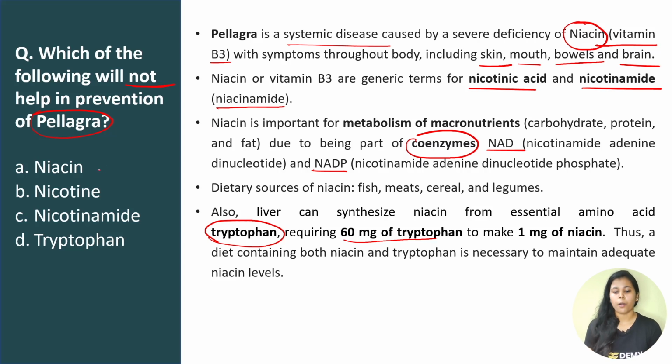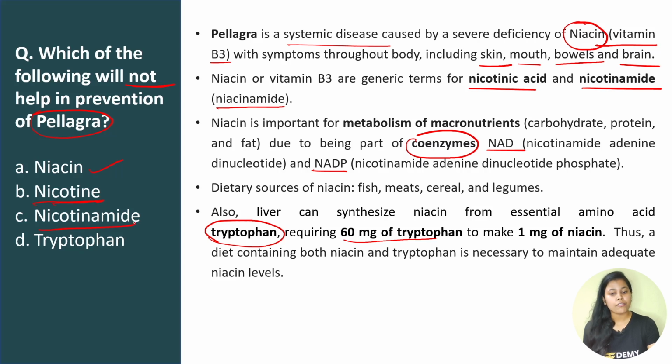Now, let's try to look at the options. We have niacin over here. Nicotine, we don't know. Try to be very careful while reading the terms. We are not saying nicotinic acid, it is nicotine. Now, this nicotine is actually present in your tobacco products. If you have heard about it, it is a chemical compound present in tobacco products.